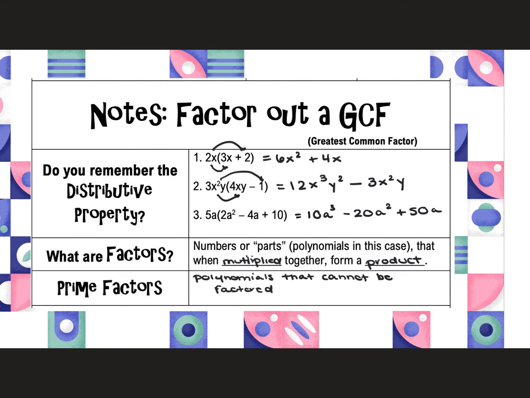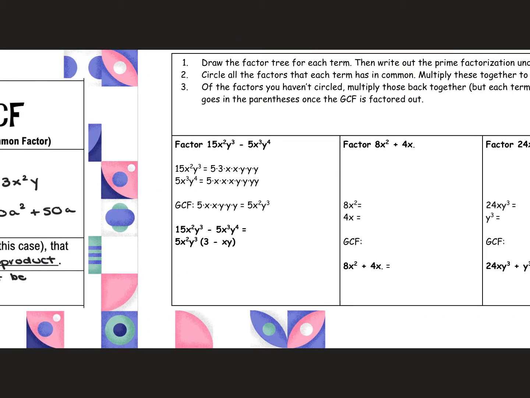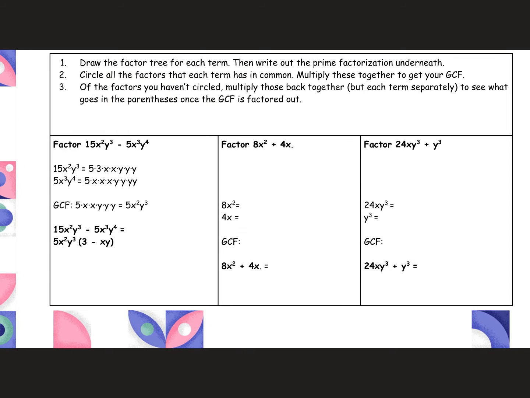All right. So let's take a look at some examples. The first thing that we do: draw a factor tree for each term, then write out the prime factorization underneath. Circle all factors that each term has in common. Multiply these together to get your GCF. Of the factors you haven't circled, multiply those back together, each term separately, to see what goes in the parentheses once you've factored out the GCF.